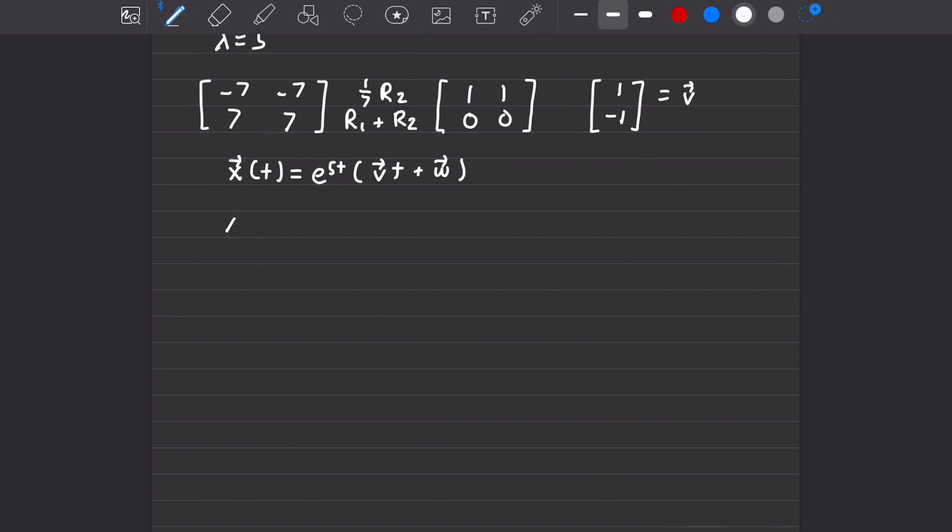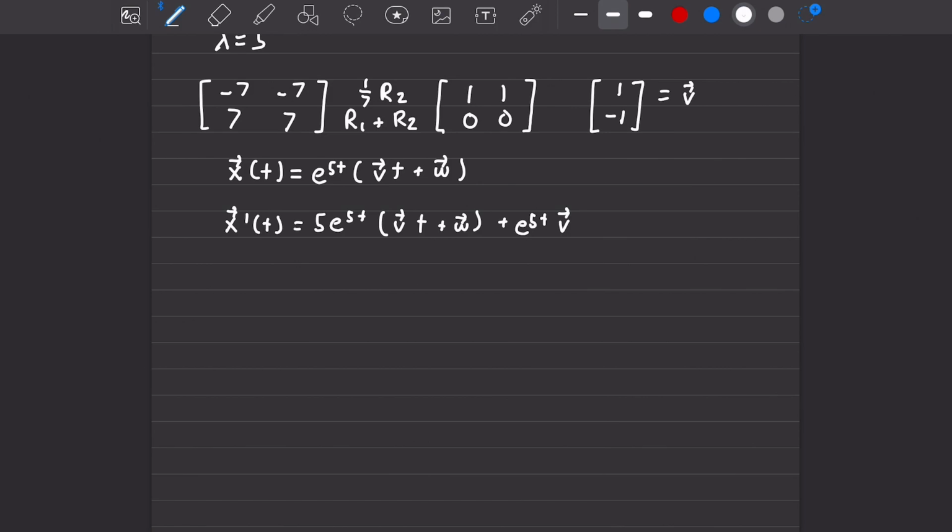Then we take the derivative of that, and we'll have 5e^(5t) times (v t plus w). Since we're doing some product rule here, we'll have plus e^(5t), and then the derivative of this thing over here is just going to be v.